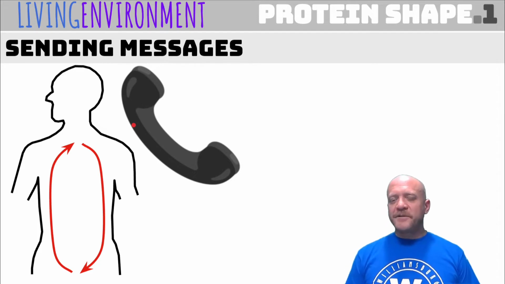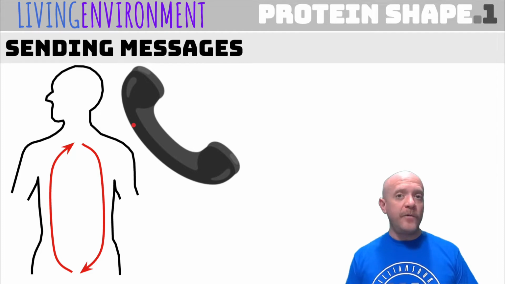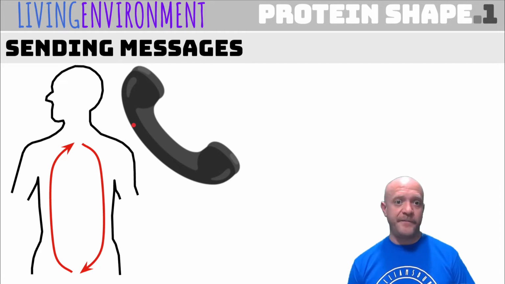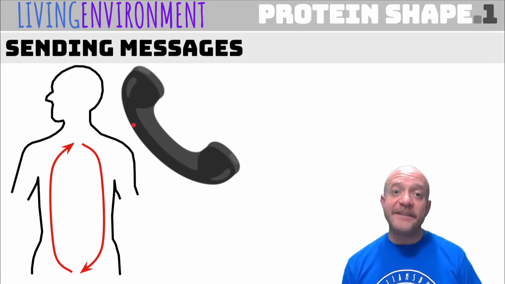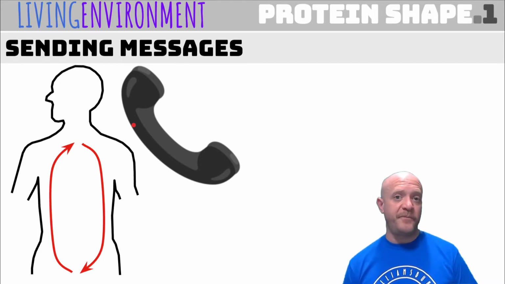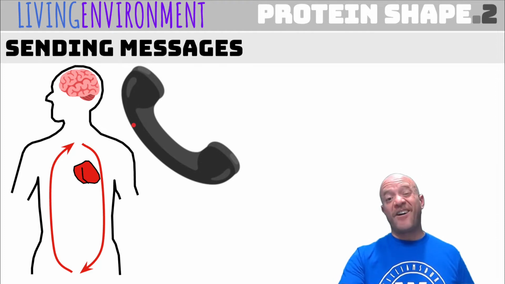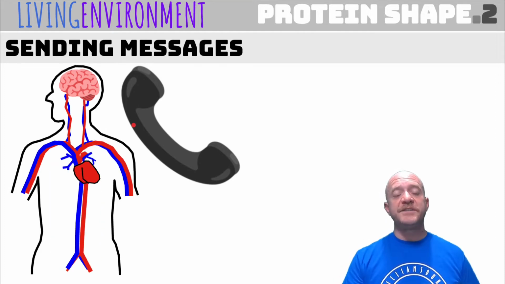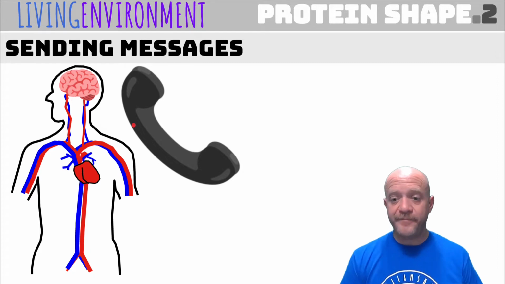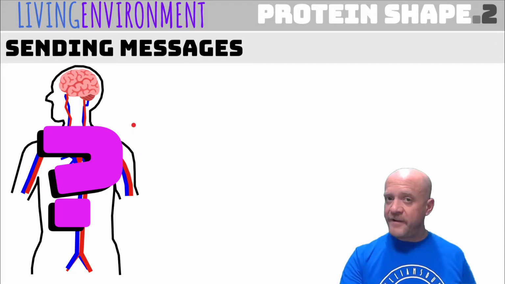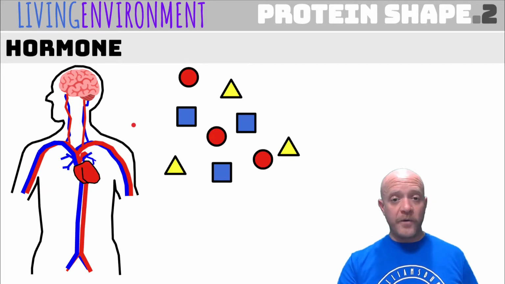So just remember, we were talking in the last video about how we can send messages around the body. One way was using neurotransmitters, which are specially shaped proteins that send messages between the nervous system. Well, today we're going to talk about a different type of protein, again with a particular shape, that uses the heart and goes around in the bloodstream. And these specific proteins that have a very unique shape are called hormones.